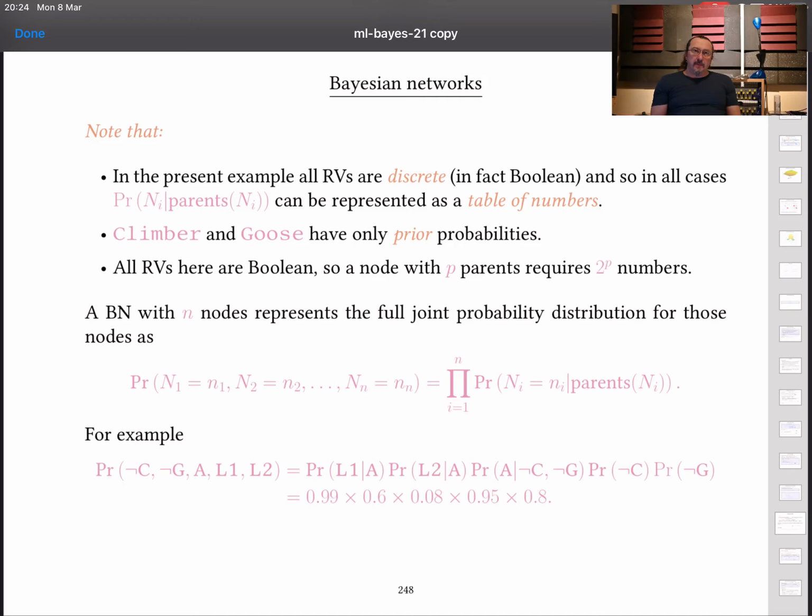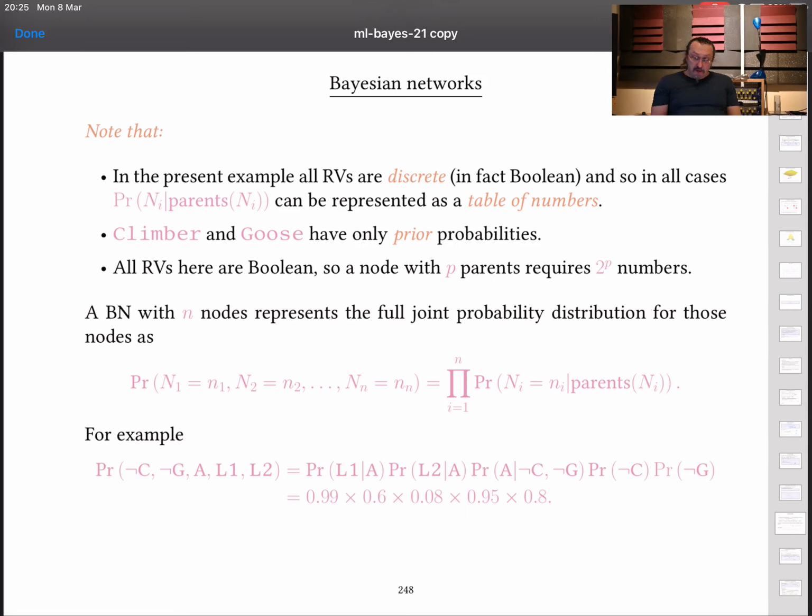So the first thing we have to define is how exactly one constructs a full joint distribution based on a specified Bayesian network. Now, at the moment, all my random variables are still discrete. In fact, in this example, they're all Boolean, and that means you can represent them with a table of numbers. I'm going to talk a little bit later in the next lecture about what happens if any of them are continuous. Okay, but we're just going to continue with the discrete assumption for now. The climber and the goose only have prior probabilities. You're going to have some of those because this is a directed acyclic graph. Okay, some things won't have parents.